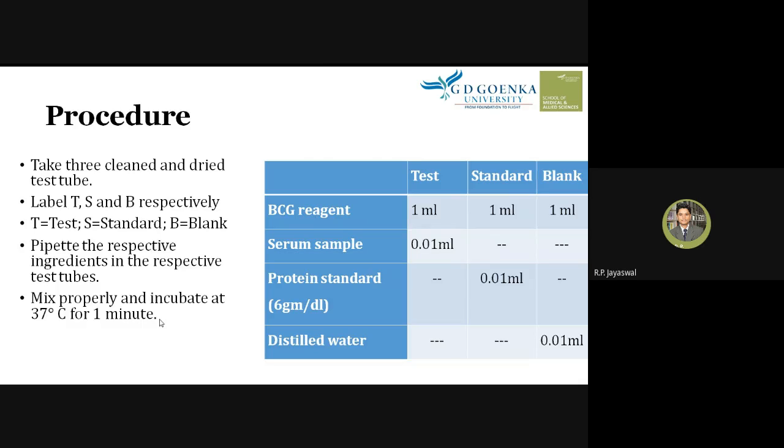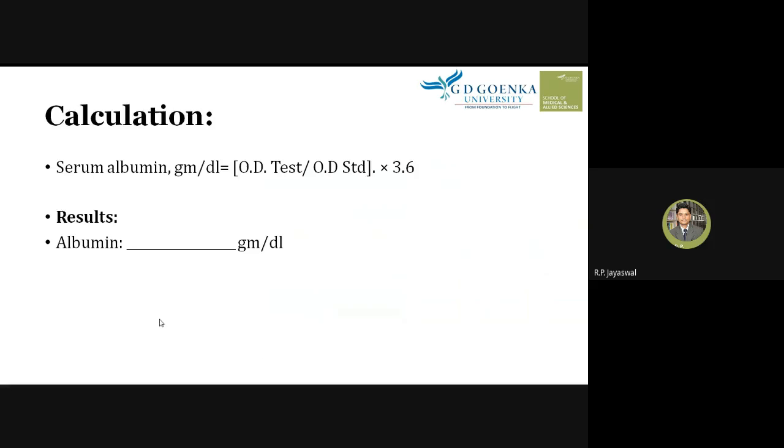At this time and temperature, proper mixing and proper reactions take place, and there will be color development. We need to measure the absorbance at 550 nanometer, and we need to do the calculation. Serum albumin in gram per dl is equal to OD of test divided by OD of standard, multiplied by the standard concentration, which is 3.6 gram per dl. We write the result in gram per dl.